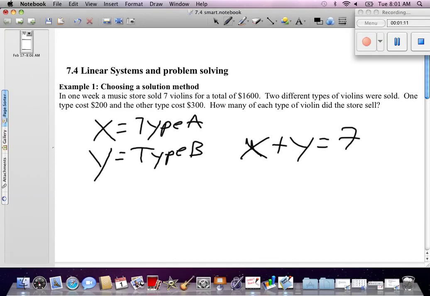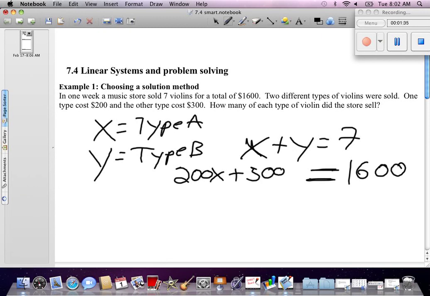How much money did I spend total? 1,600. So my second equation has to equal 1,600. How much does type A cost? 200. So we say 200x plus type B is 300, 300y. Do you kind of see how I came up with those equations? Because I think that's the hardest part of this.